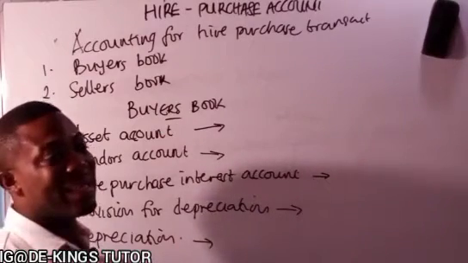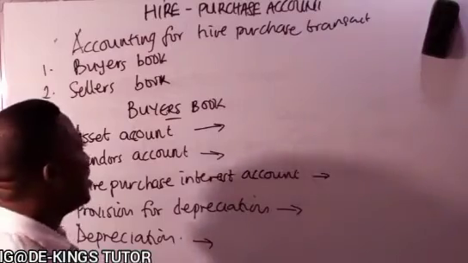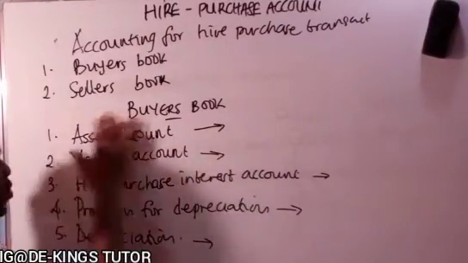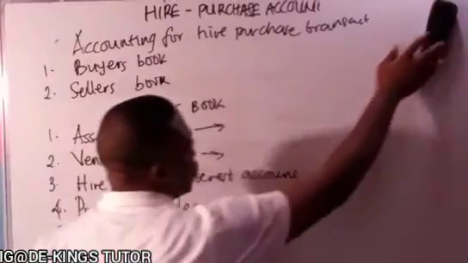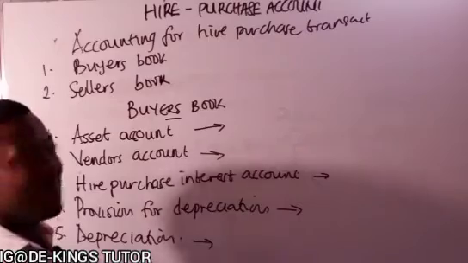Now let's see how to record the double entry principle that is involved in using the buyer's book. That is when we are preparing all this, what are we to debit and also what are we to credit? So we can see how to prepare this.